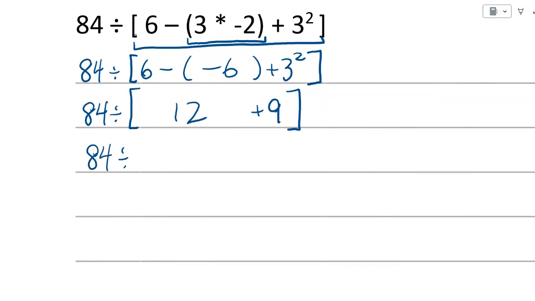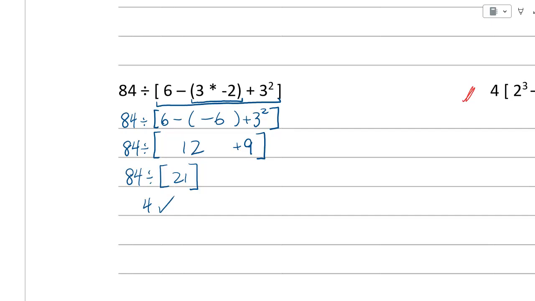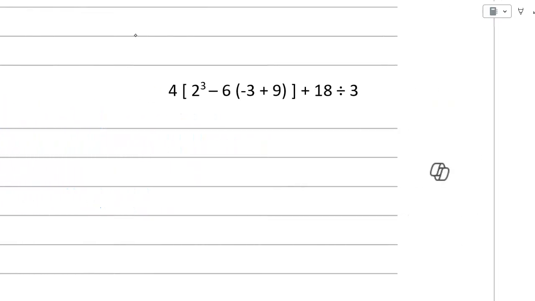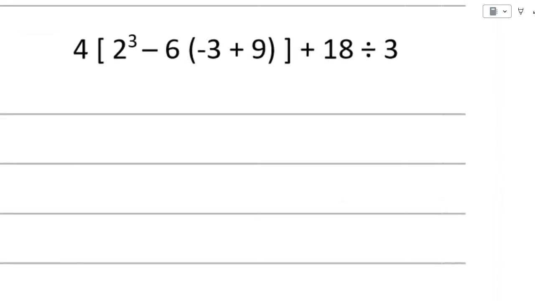So 84 divided by 12 plus 9, we're still finishing up the grouping symbol. 21. 84 divided by 21 is 4. Slowly but surely we're getting it, guys. Last one for today, we're running out of time. So jumping right in, again, pause this and try it yourself first.